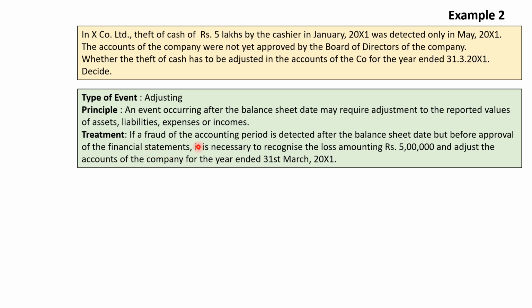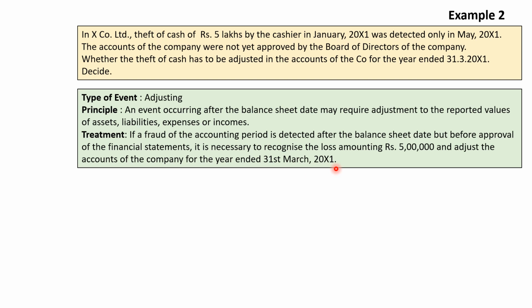Therefore, if the fraud of the accounting period is detected after the balance sheet date but before approval of the financial statements, it is necessary to recognize the loss amounting to rupees 5 lakh and adjust the accounts of the company for the year ended 31st March 2021. It means the company must pass the entry: loss by theft account debit to cash account.